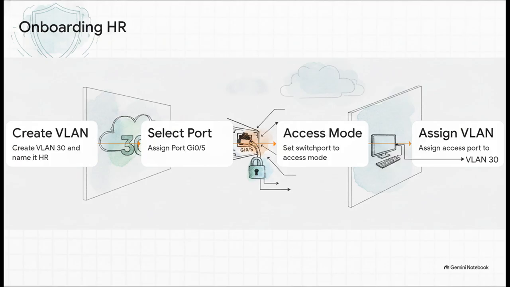First, we create VLAN 30 and name it HR. Second, we dive into a specific interface, like Gigabit Ethernet 0/5. Third, we force that port into access mode, so it only connects to end devices. Finally, we assign it to VLAN 30. Just like that, with a few keystrokes, HR is securely walled off from the rest of the company.